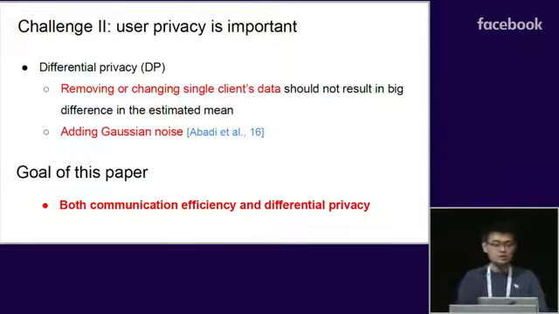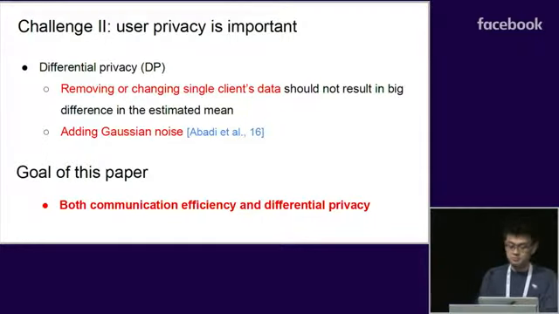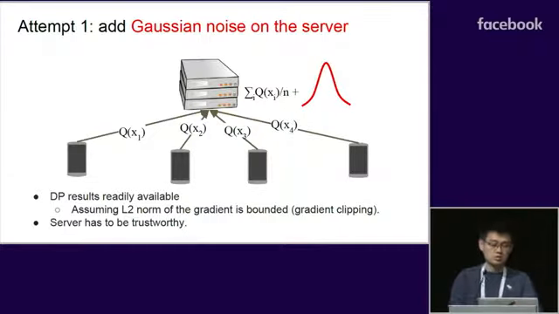The second challenge here is that user privacy is very important. Here we use the notion of differential privacy, which states that removing or changing a single client's data should not result in a big difference in the estimated mean. In the distributed learning setting, differential privacy is often achieved by adding Gaussian noise. And the goal of this paper is to propose an algorithm which can address both of the challenges, achieving communication efficiency and differential privacy. This turns out to be a tricky problem.